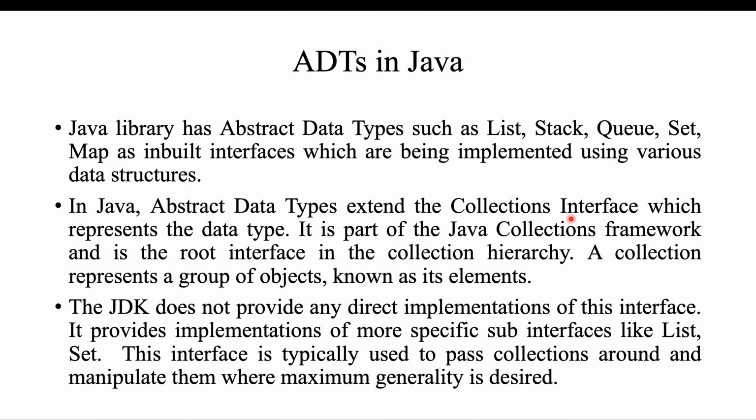There is a collection interface which will represent the data type, and it is a part of the Java collections framework and is the root interface in the collection hierarchy. There is a hierarchy which is maintained by the Java library, and this hierarchy is known as the Java collections framework, and it is extended by the abstract data types. Like we say that all the classes extend the object class, here also these abstract data types will be extending the collection interface, and basically a collection represents a group of objects which are known as its elements.